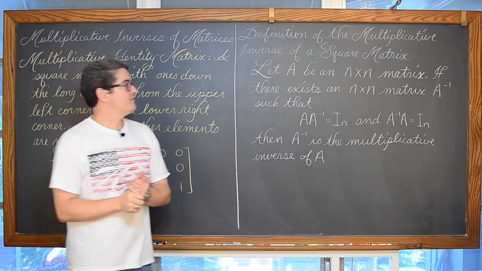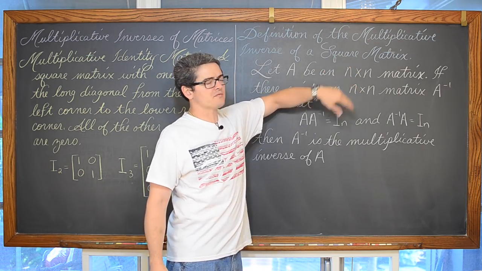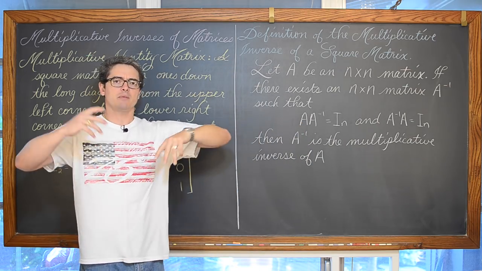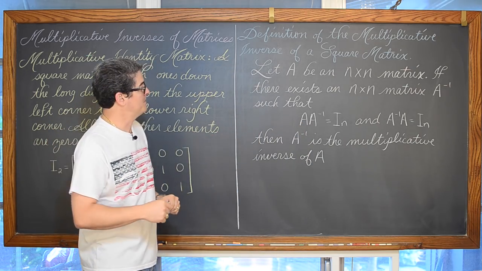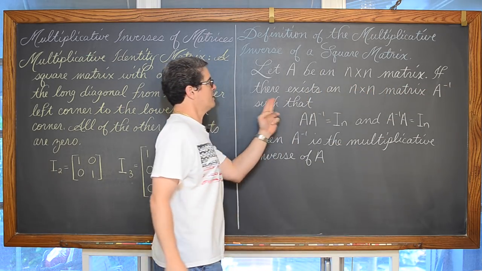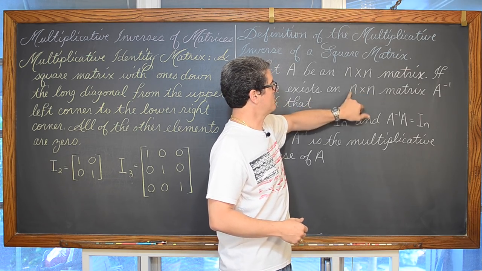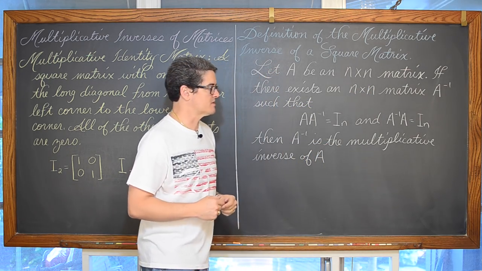Definition of the multiplicative inverse of a square matrix. Again, we're talking about inverses of square matrices. Why do we keep saying that a matrix has to be square? I'll get to that in a minute. Let A be an n by n matrix. If there exists another n by n square matrix, we're using the same variable, so it has to be the same size.